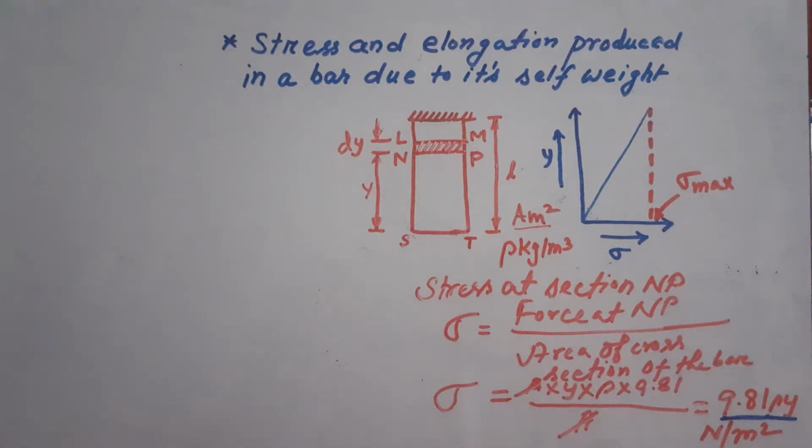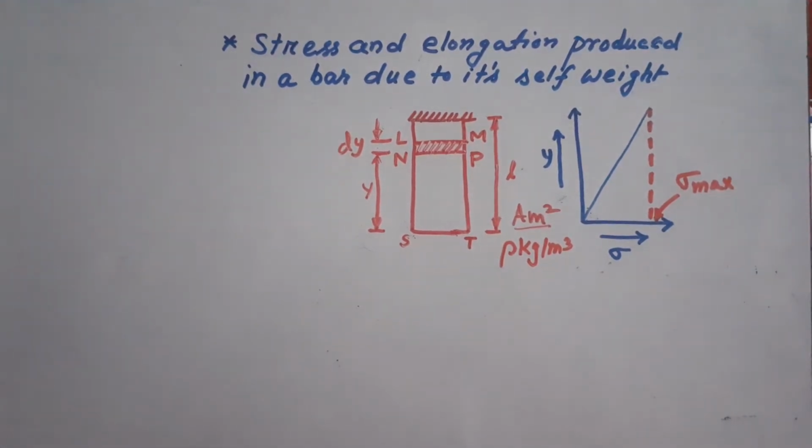Now, what does it actually mean? If we get this value sigma equal to 9.81 into rho into y, it actually means the stress at any section due to the self weight of the bar is directly proportional to y. That means the length. Okay. So I am erasing this portion. Hope you have understood this thing.